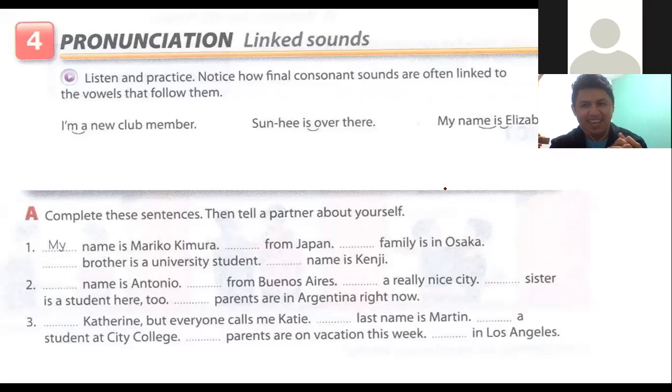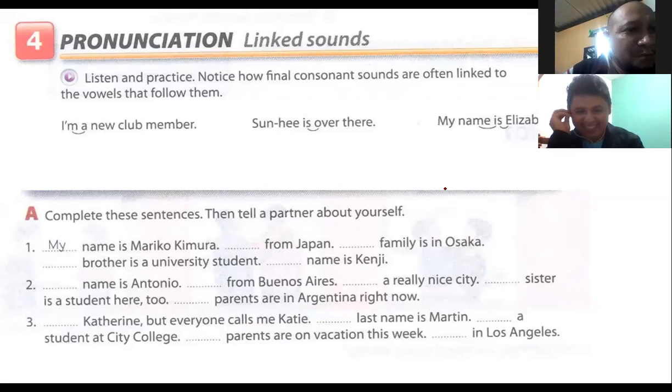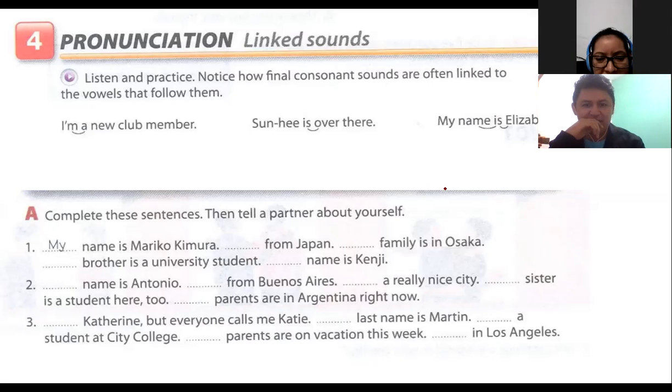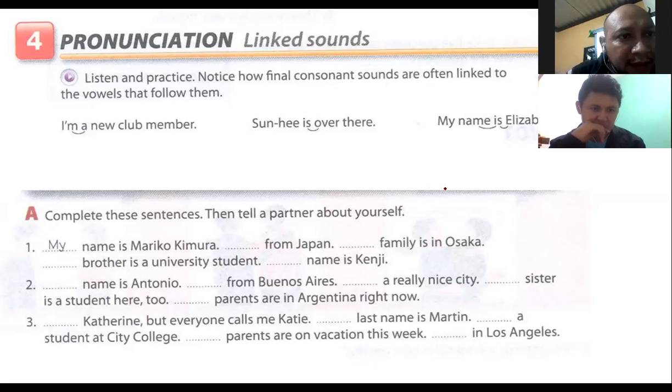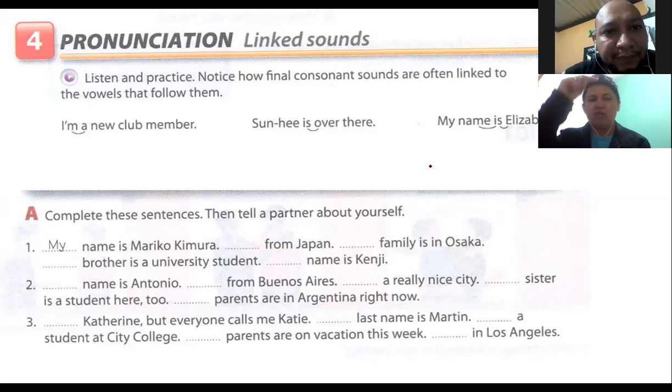My name is Catherine, but everyone calls me Katie. My last name is Martin. I'm a student at City College. My parents are on vacation this week. They're in Los Angeles. I appreciate that. Thank you so much. So, my parents are on vacation. Vacation. We've got to make the V sound over there. Thank you. Okay.